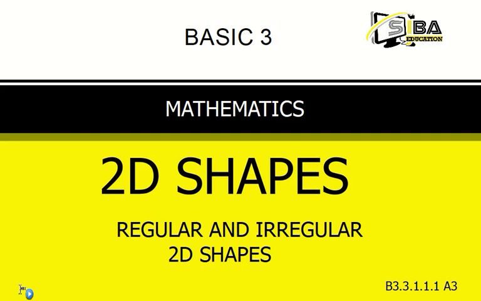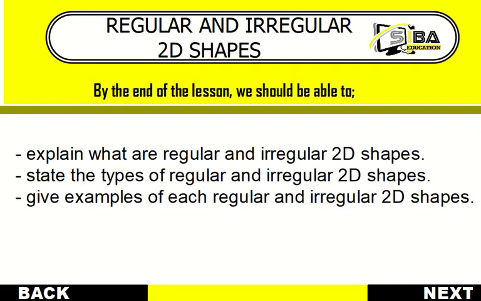We are still on 2D shapes. And today, the aspect under 2D shapes is regular and irregular 2D shapes. Very good. Now, what we have in mind about this lesson is that when you pay attention attentively, at the end, we should be able to explain what regular and irregular 2D shapes are, state the types of regular and irregular 2D shapes, and also give examples of each.